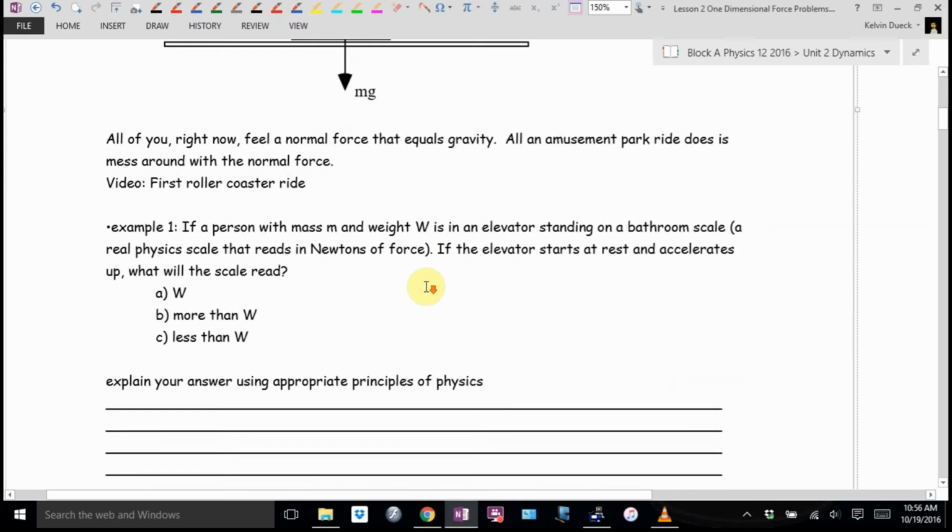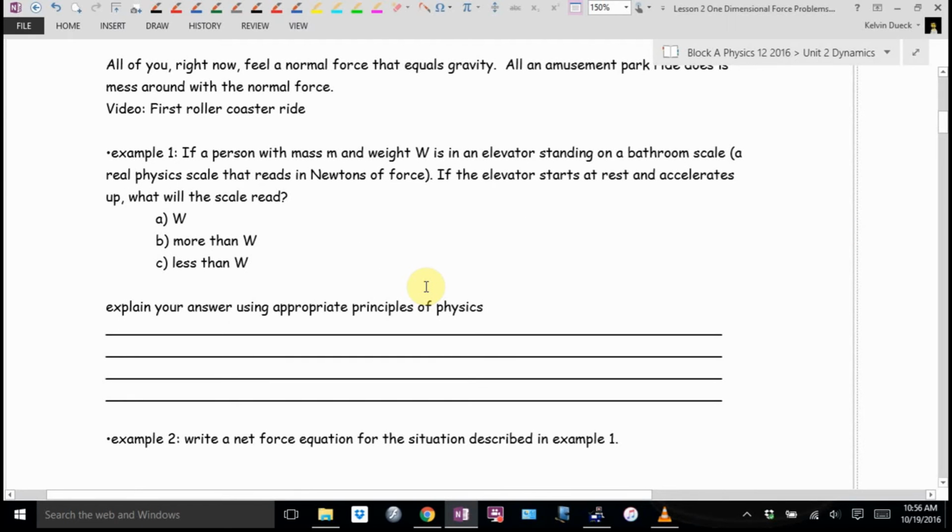So now we can go to a question that a lot of kids struggled with last year, but hopefully now is a bit more obvious. The elevator question. If a person with a mass little m, I told you we're going to do more algebraic questions, and a weight w, remember weight is a synonym for mg, is in an elevator standing on a bathroom scale, and just to make it easy, let's pretend this scale measures in newtons, not in kilograms, so we don't have to do the conversion that Liam did. If the elevator starts at rest and accelerates up, what will the scale read? W, more than W, less than W?